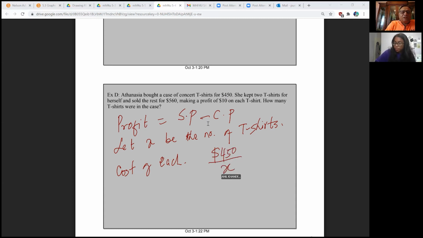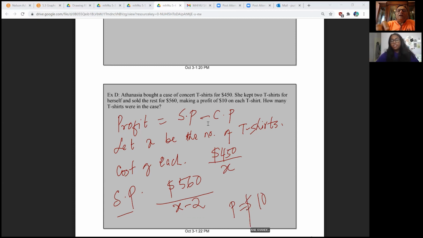What is the selling price? Sold at 560, correct? How many pieces? She kept 2 t-shirts for herself. That means X minus 2. She kept 2, that means X minus 2 were sold. Perfect? And what is the profit in this case?